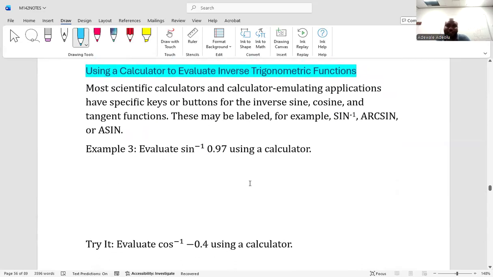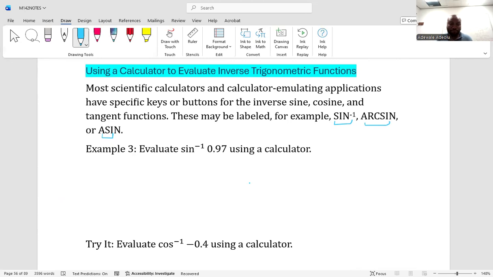Well, but teacher, you said we do not use calculator in this class. Yes, but that does not stop us from talking about what we can use a calculator to do. Most scientific calculators and calculator emulating applications have specific keys or buttons for the inverse sine, cosine, and tangent functions. On your calculator you may have seen something like this, or arcsine, or asin. They all mean the same thing: the inverse of trig functions.